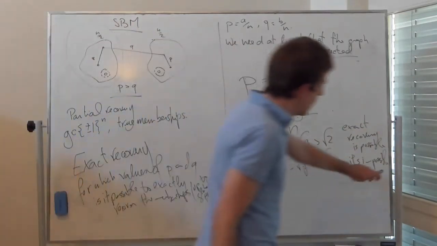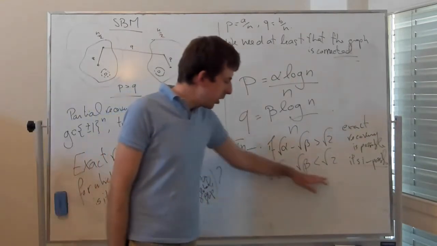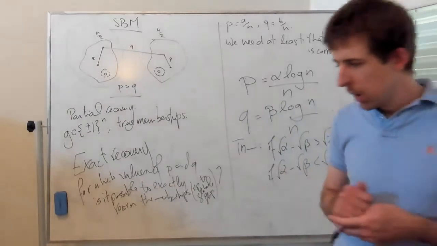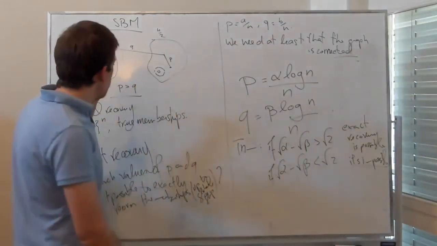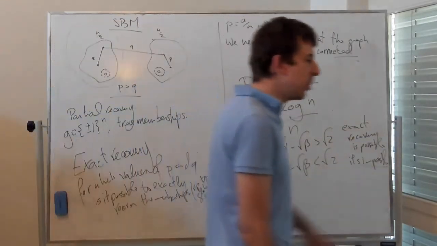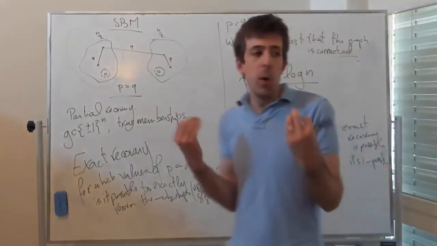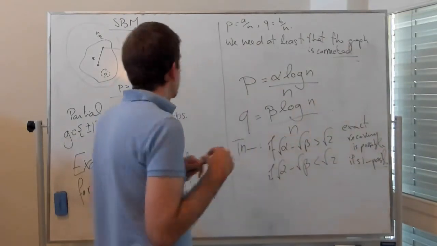The way you prove here that it's impossible is you can show that when root alpha minus root beta is smaller than root 2, then with high probability the following will happen. There'll be nodes that are actually more connected to the other community than to their own community. And therefore, there's no way to tell that those belong to their community. You would potentially just swap them, right?